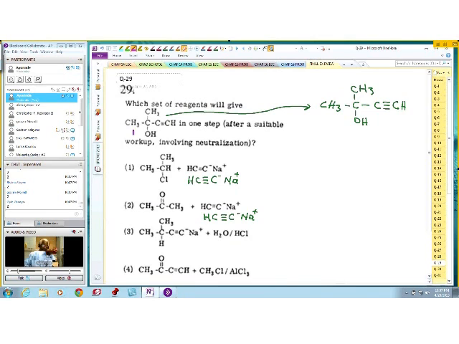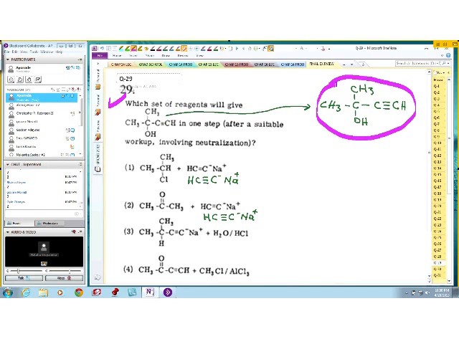Okay, Natalia, go ahead and read this for us. Which set of the reagents will give this product in the step after a suitable workup involving neutralization?